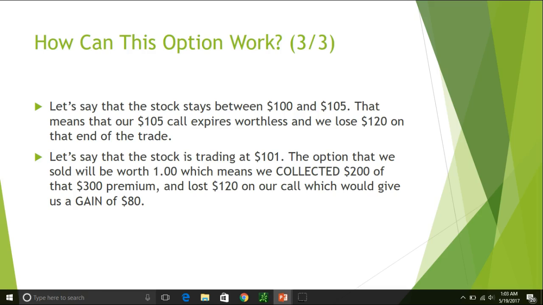How can this option work? 3 of 3. Let's say the stock stays between 100 and 105. That means our 105 call expires worthless, so we lose 120 on that end of the trade. Now let's say the stock is trading at 101. The option that we sold will be worth 1, which means that we collected $200 of our $300 premium, and we lost 120 on our call, which gives us a gain of $80.